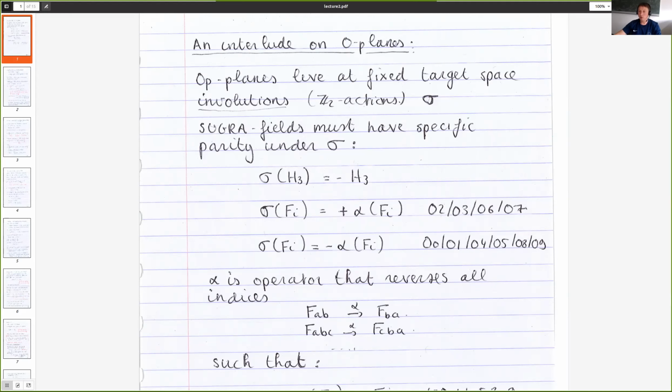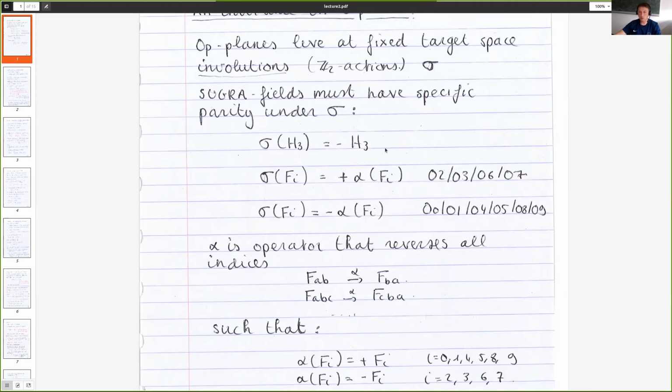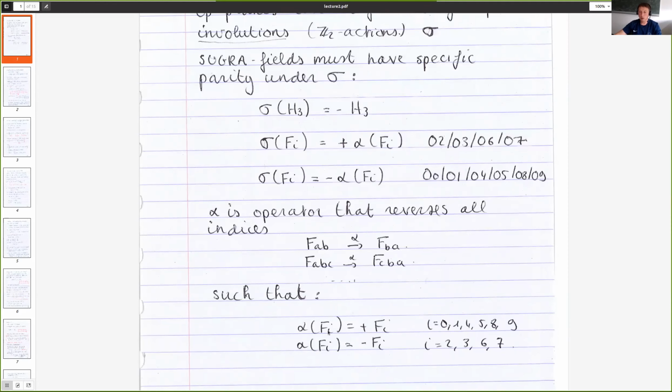And I can do the same for all the higher rank forms. So if you ever need it, you can consult, for instance, this slide if you want to know what are the orientifold actions. So I really worked it out for various ranks. So for instance, alpha acting on a form of rank I is plus the form, or just maps to the form for forms of rank 0, 1, 4, 5, 8, and 9. And it's minus for the other cases. Okay, so everything together fixes this rule. This is, I think, in practice, all you need to know about orientifold planes when you do the supergravity calculations.